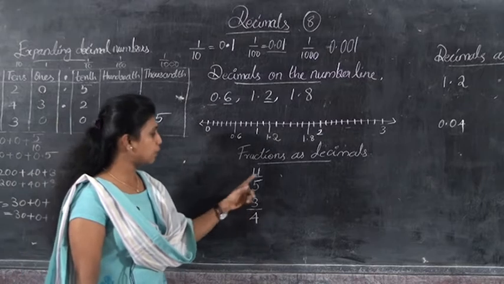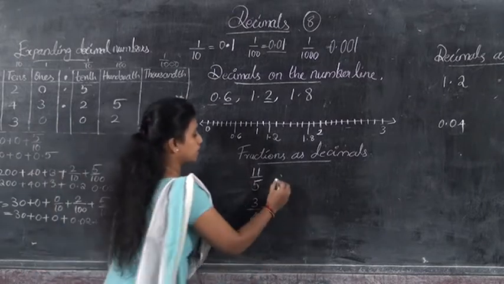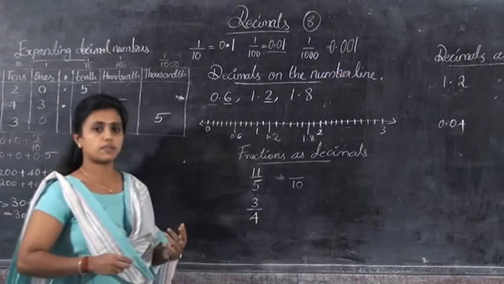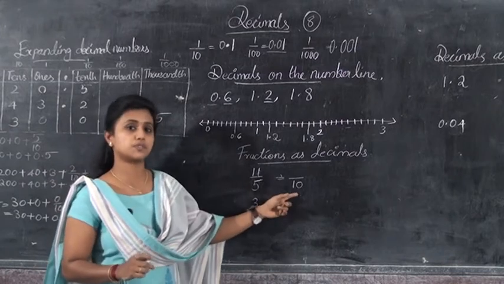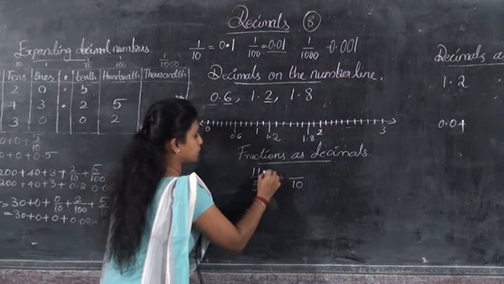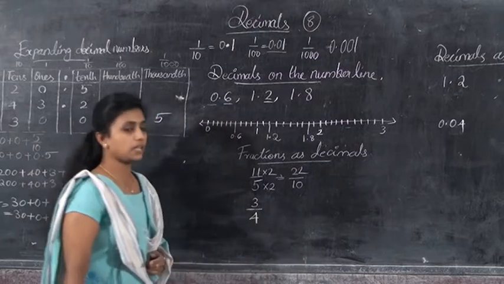So here you want to convert this fraction into an equivalent fraction with a denominator 10. Is there an equivalent fraction with 10 as the denominator? 5 into what gives 10? 2. So multiply it by 2 on both sides. Now the answer is 22 by 10.